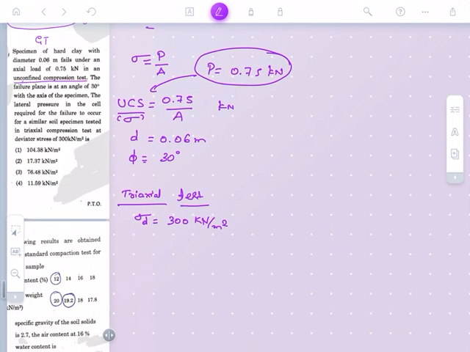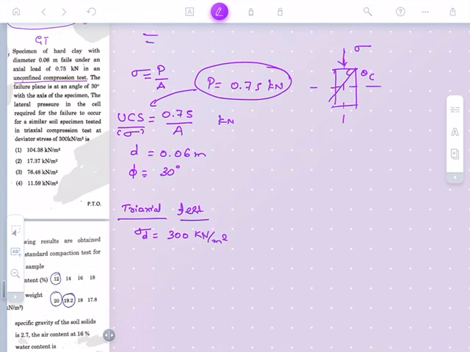So let me first find out the first condition, that is the unconfined compression test. If this is the neutral axis and I take this as theta c, with stress acting at this point, this would be the major principal plane, because the stress is acting directly in the perpendicular direction. So now I can find the value of theta c. Theta c will be equal to 90 degrees minus 30 degrees, which is 60 degrees.